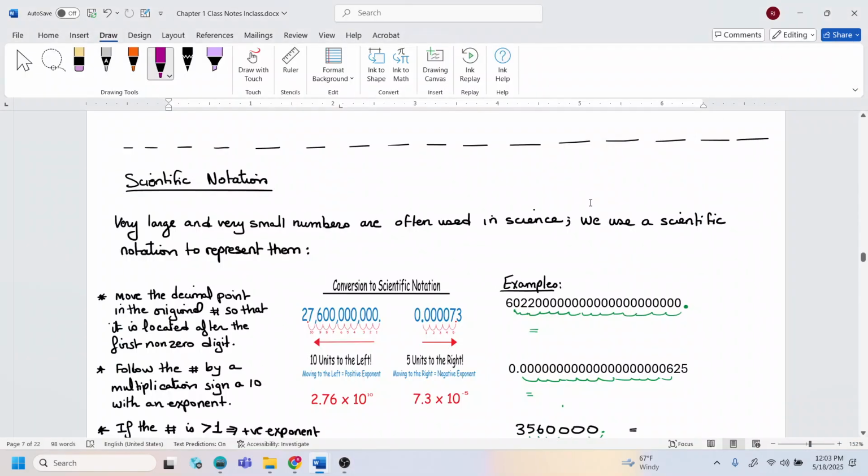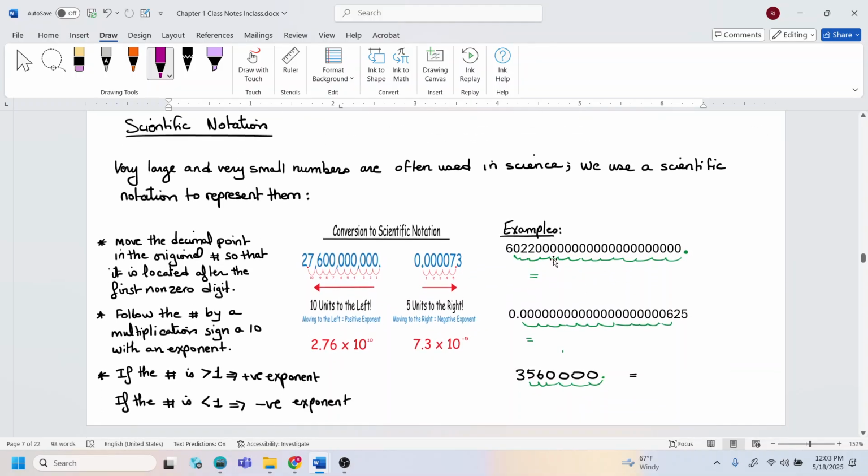So, in science, whenever we are working with measurements, we can be working with very big numbers, we can be working with very small numbers. And those are going to be difficult to represent. So, this is why we use scientific notation to represent them. Let's say, for example, this one is a very big number.